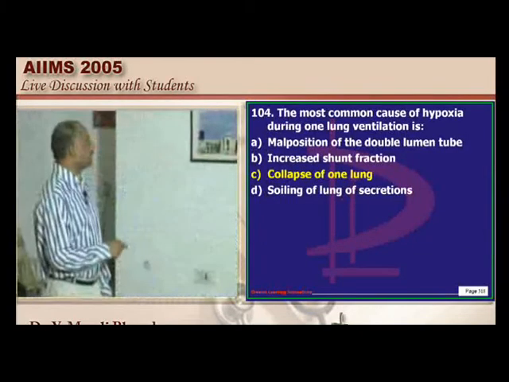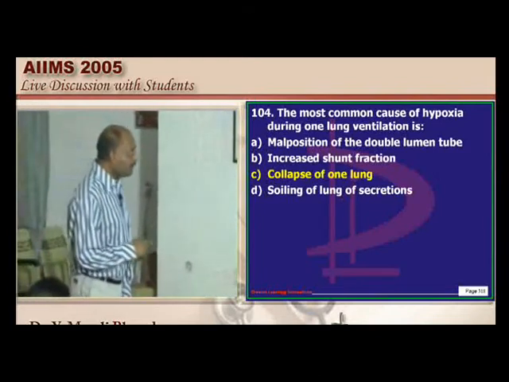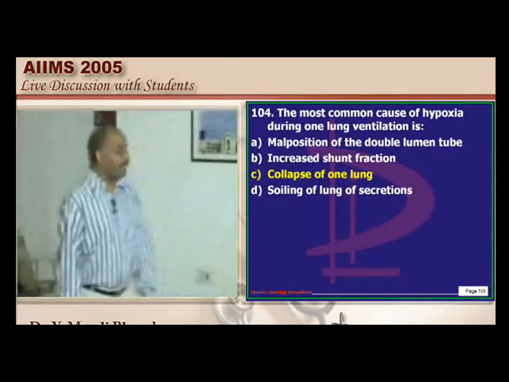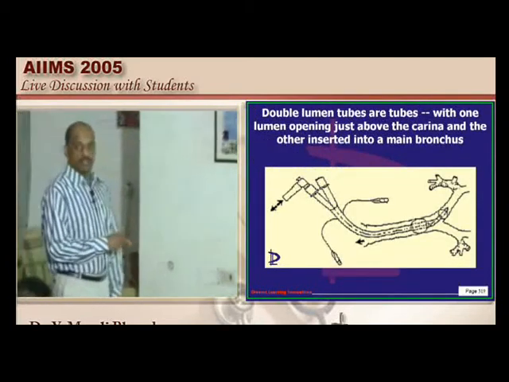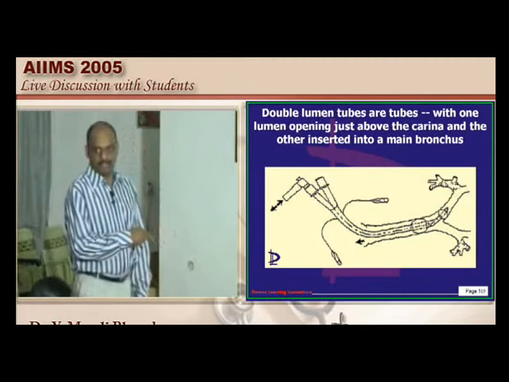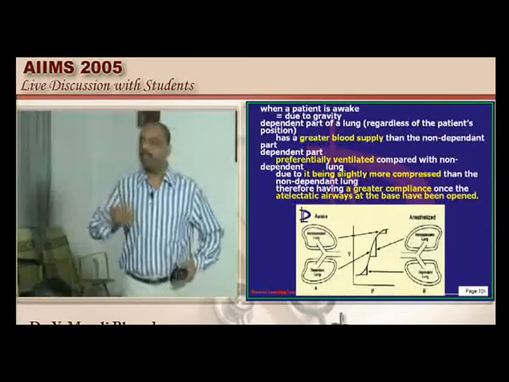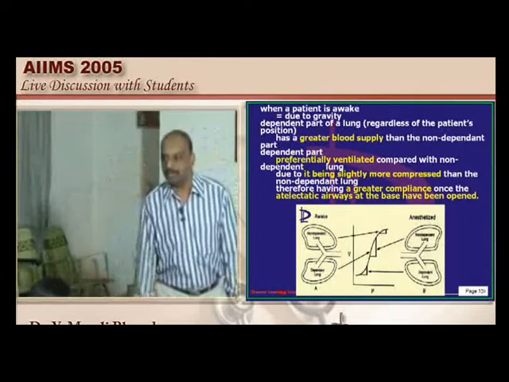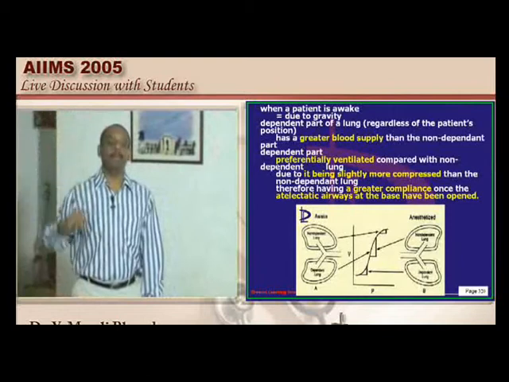Now let me ask you another important question. Another question in the AIIMS entrance recently. In one lung ventilation, why does hypoxia occur? One very good question. Now you need to know that you will be placing the double lumen tube with one lumen opening just above the level of the carina and the other inserted into the main bronchus. Now the question is, what happens in the regular physiology of a human lung in relation to ventilation and perfusion? That is my question to all of you. Is the upper part of the lung more ventilated than the lower part? Is the upper part of the lung more perfused than the lower part?